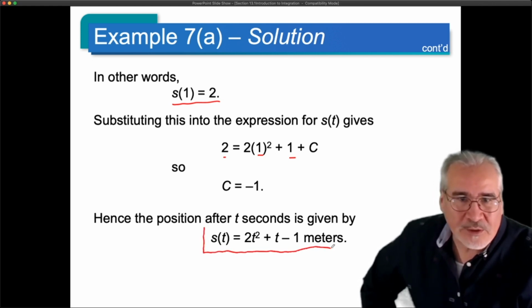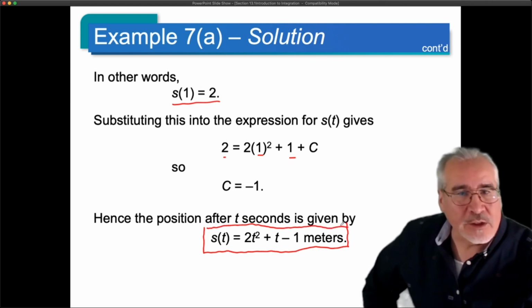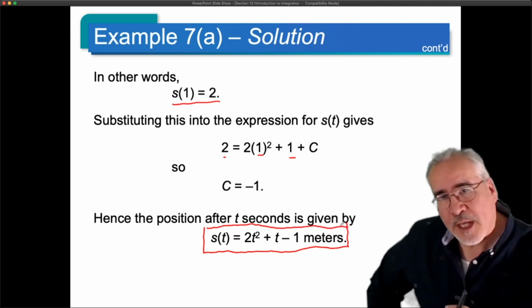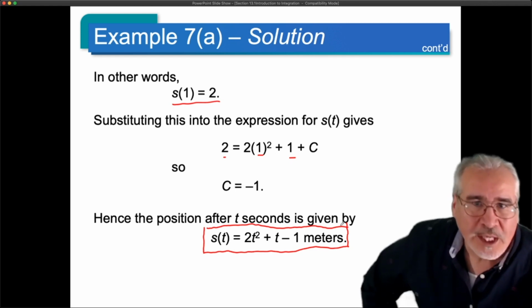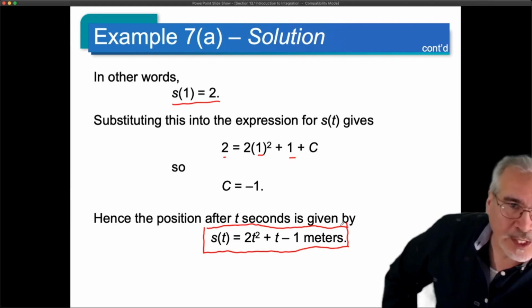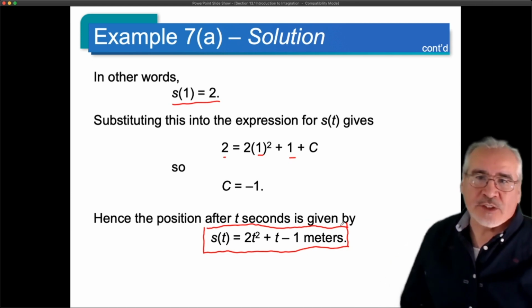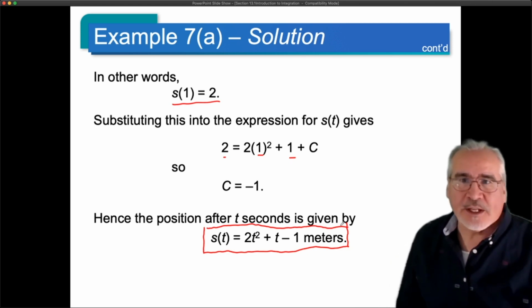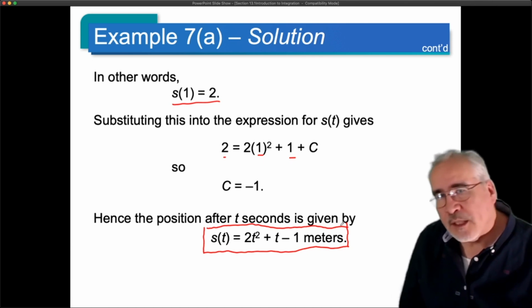2t squared plus t minus 1 meters for that position function. So you see, having the rate of change, the derivative, allows us to get back to the original function, and then having a little bit of data, when x is this, y is that, we're able to actually come up with that constant. So that's kind of the theme that we'll play through in this section.